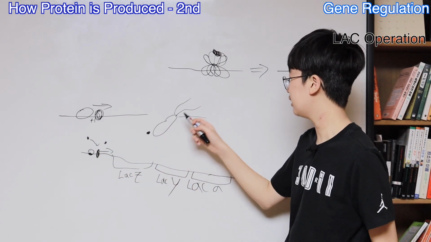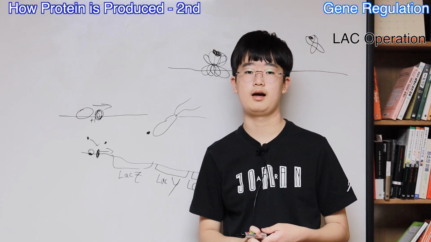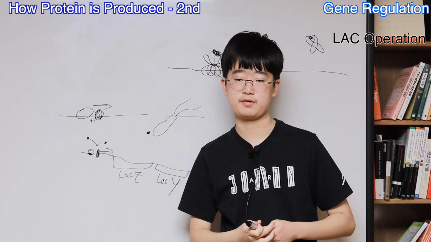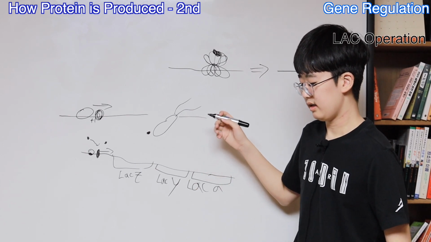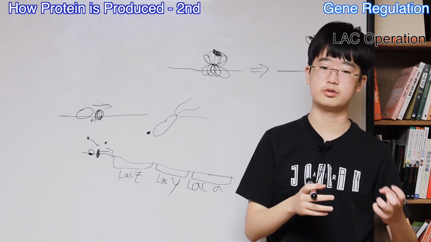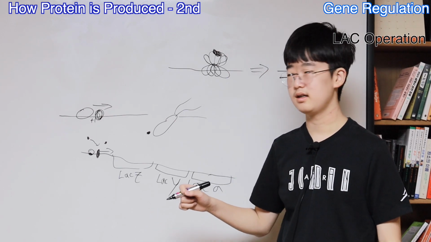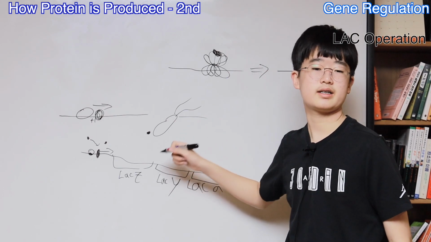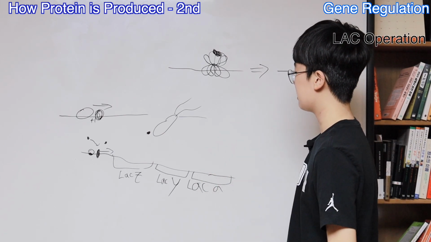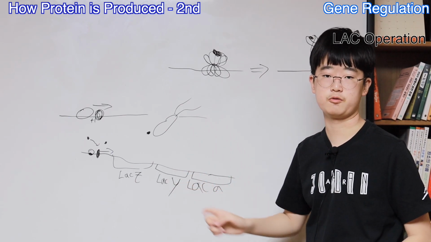So in this way, the E. coli always processes the glucose first. That way, the E. coli uses glucose as its primary resource, and it really likes glucose. It always eats glucose first. And this is basically how gene regulation works.